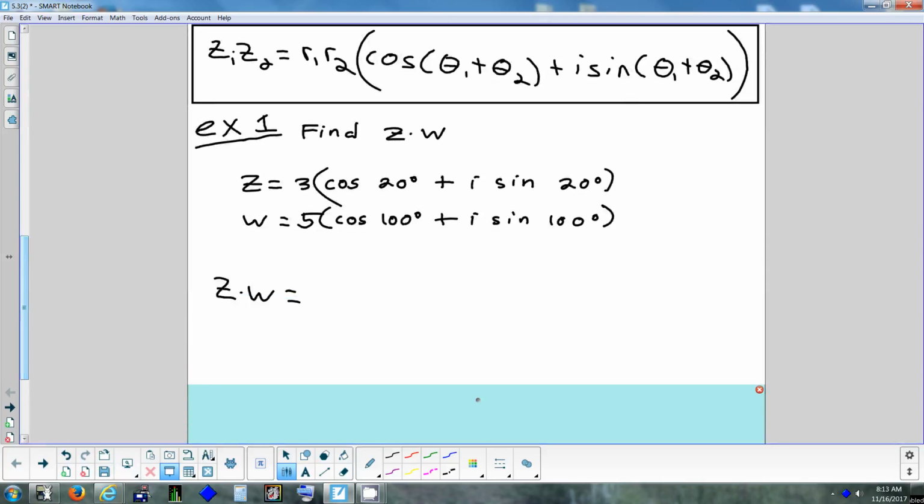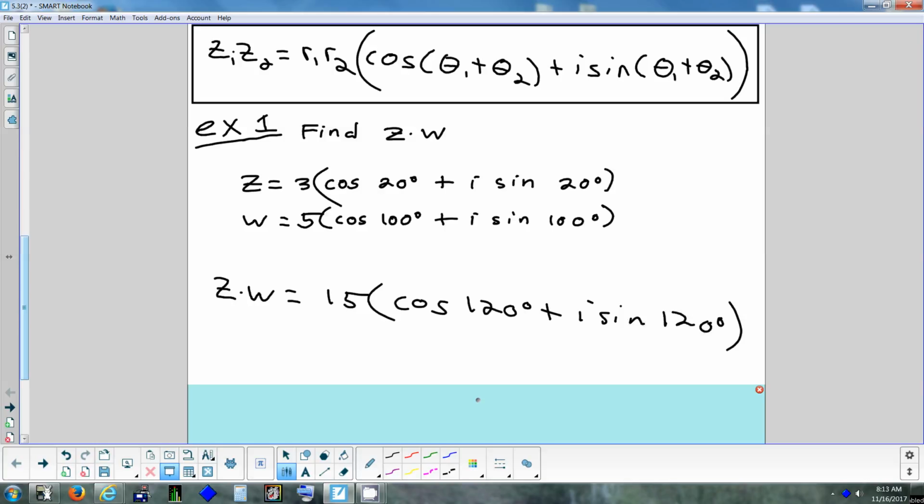And let's multiply them together. All right, so Peter, if I multiply those together, what's my radius going to be in the final answer? 15. Yep, 15. 3 times 5 is 15. And Haley, what's my angle going to be in the final answer? 120. Yep, 120. And you're done. That's the whole thing.